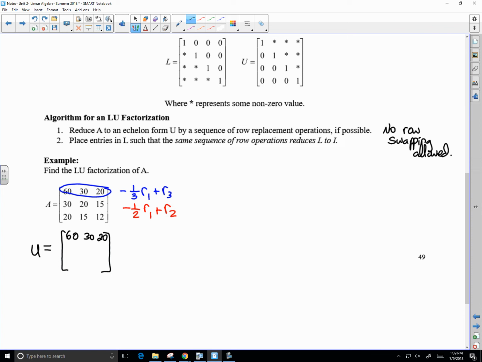Plus 20 gives me a 0. Negative 10 plus 15 gives you a 5. And then, unfortunately, negative 20/3 plus 12, so that's fun. But negative 20/3 plus 36/3, so 16/3.